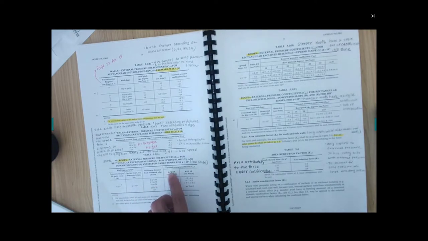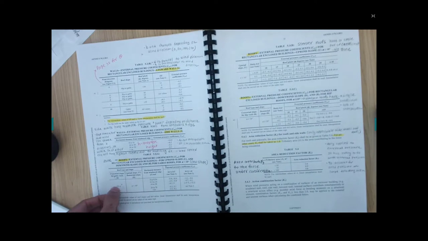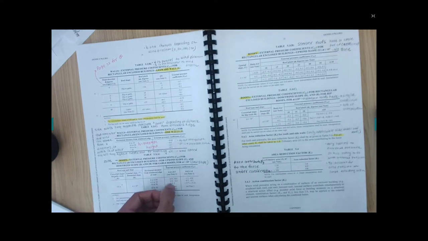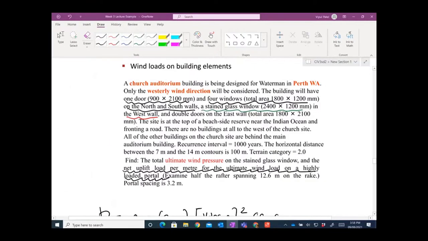Now, in that case, we will have alpha less than 10. The H on D ratio, if you calculate, H we already know is 5.25, and H on D is less than or equal to 0.5. In that case, we will come across here and find these different values. As I mentioned, when the wind hits on the first one, it will be the largest pressure, so the largest uplift. So minus 0.9 is the one that we're going to take. What does minus 0.9 basically represent?